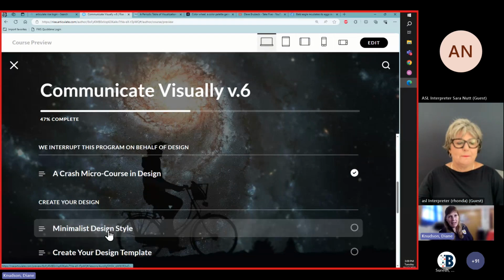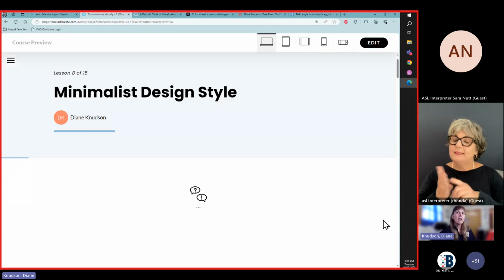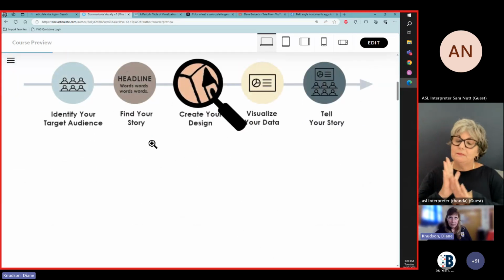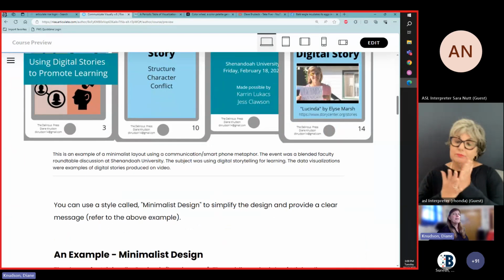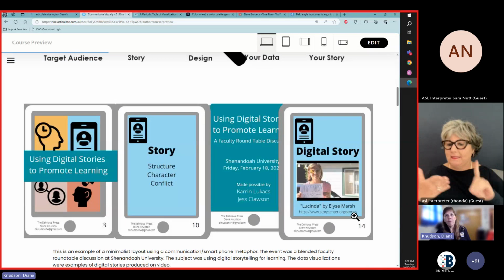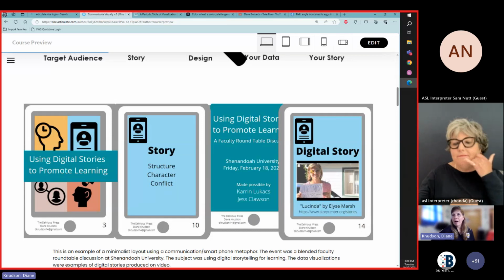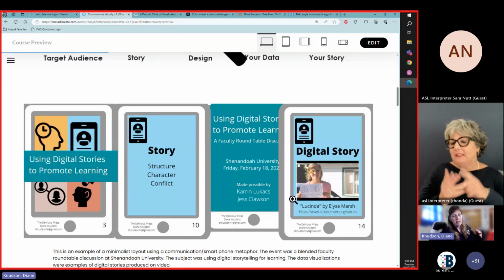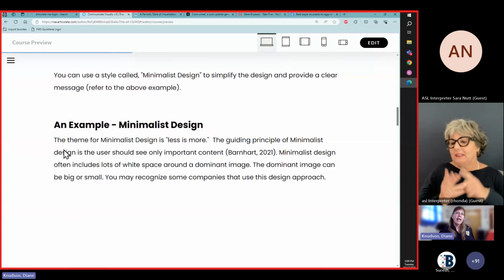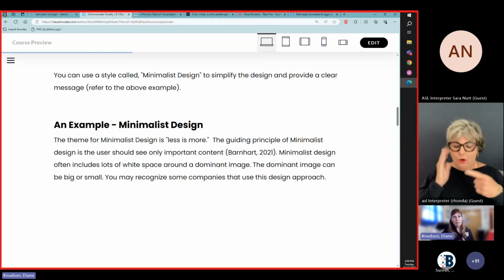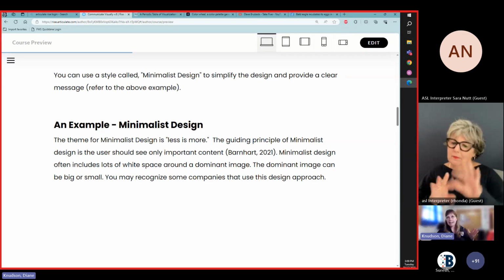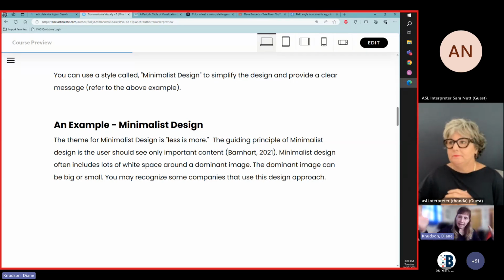And we will talk about creating your design. We're halfway through here, and I'd like to introduce you to minimalist design. This is an example I did with a phone metaphor. It was for a faculty roundtable a couple of years ago. It's very simple. And the theme for minimalist design is that less is more. The idea is that you only show people what the important content is. And you often see lots of white space.